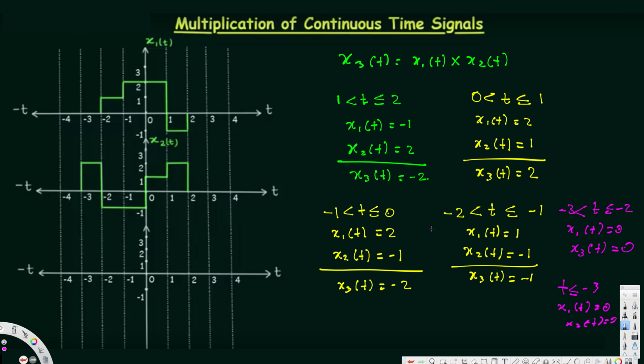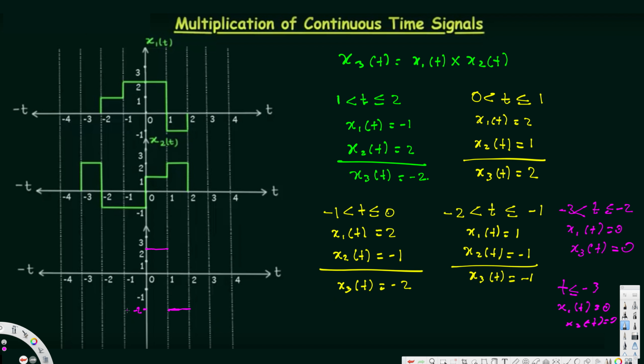Now we can go ahead and plot our graph. In the 1 to 2 interval we have -2, so we are going to have a line like this here, 1 to 2, right? The next one is 0 to 1, we have 2 right here, and then -1 to 0 we have -2.